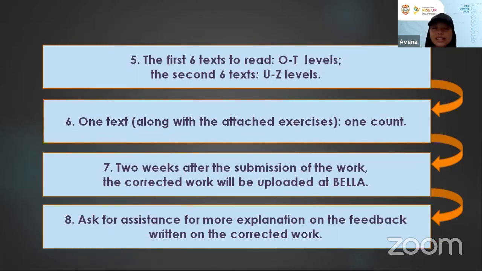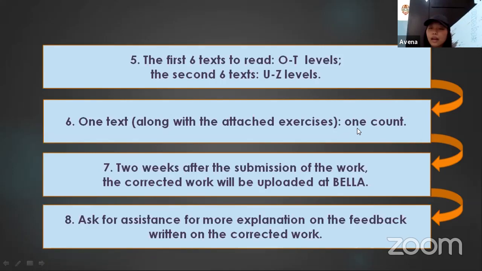And the first 6 texts to read before the UDS are from level O until level D. And another 6 texts to read after the UDS are from level U until level Z. Each week, you must read 1 text from 1 level and do the exercises. So 1 text along with the attached exercises is worth 1 count.